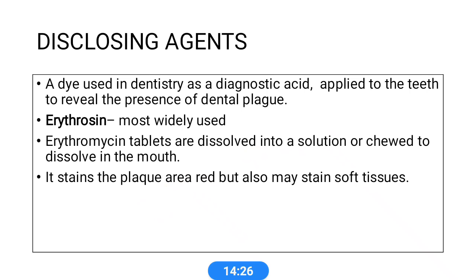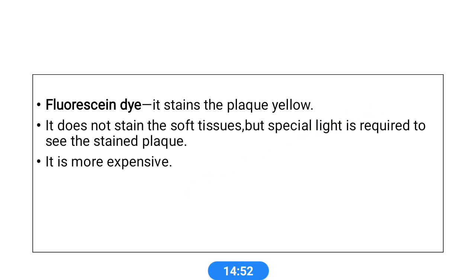This is mainly used in dentistry as a diagnostic aid applied to the teeth to reveal the presence of dental plaque. Erythrosine is the most widely used example. These erythrosine tablets are dissolved into a solution or chewed to dissolve in the mouth. It stains the plaque area red, but it also stains soft tissues. Fluorescent dye stains the plaque yellow. It does not stain the soft tissue, but special light is required to see the stained plaque.